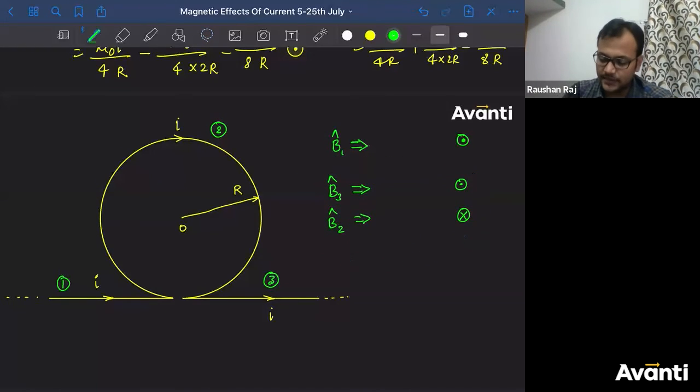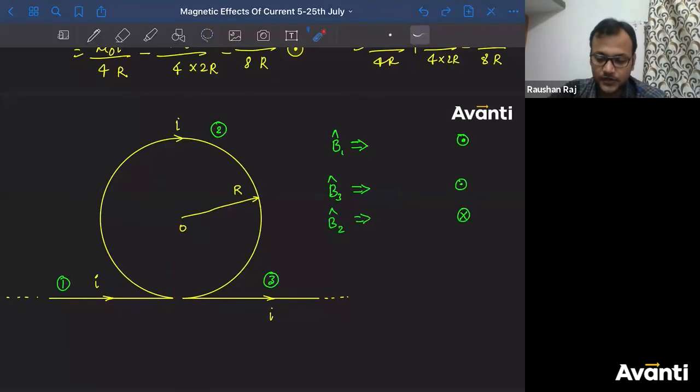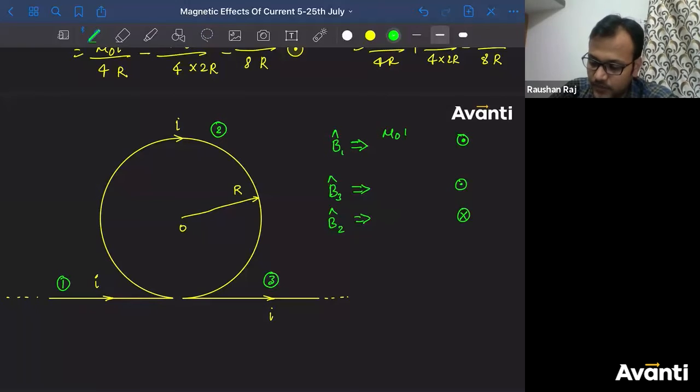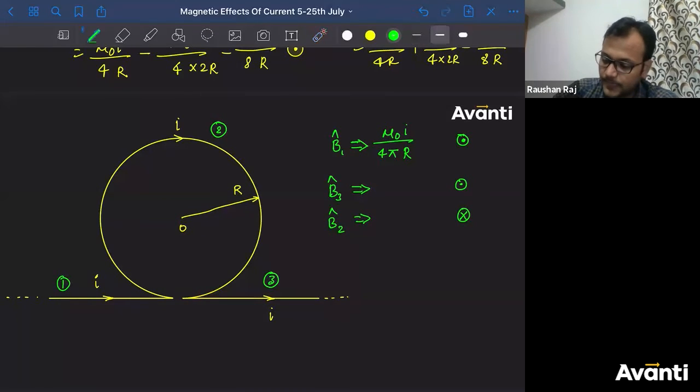Can I say this is a semi-infinite wire? This is what? Semi-infinite wire. This end is not known. This end is known to us. It is just above. So what is the answer? Mu naught I by 4 pi D. So mu naught I divided by 4 pi. What is the distance of the point from the current carrying wire? R, the capital R. Same goes for B3. Semi-infinite wire, one of the ends. Mu naught I by 4 pi R.